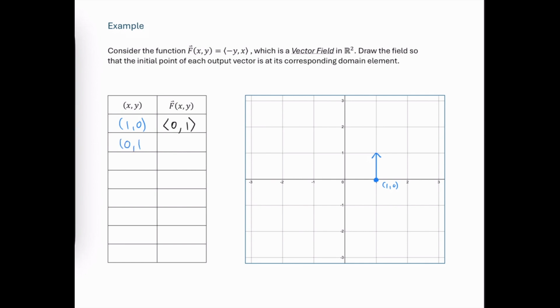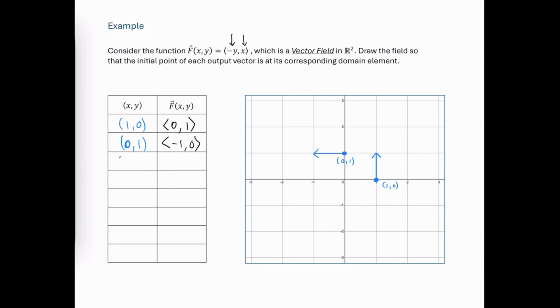Now let's look at another ordered pair domain element. Let's look at 0, 1. When 0, 1 is our input point, the output vector is going to have a horizontal component that is the opposite of the y-coordinate, so that's going to be -1. We'll also have a vertical component that's exactly the x-coordinate, which is 0. And so we have the output vector -1, 0 that's going to be graphed with an initial point at 0, 1, which was our domain element. So now we'll move -1 in the direction of x and 0 in the direction of y to get our output vector.